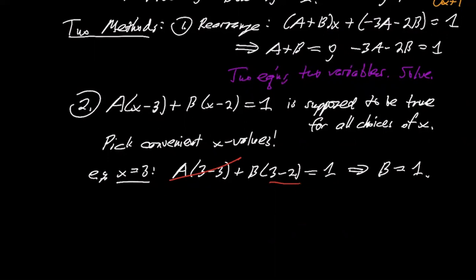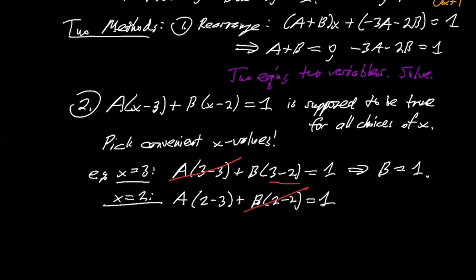And then you can guess the other convenient value is X equals 2 to make the second term go away. And so we get A times (2 minus 3) plus B times (2 minus 2) equals 1. Now the second term goes away. This is a negative 1. So that gives you negative A equals 1, which gives you A equals negative 1. Right? And so there you go. We found our two numbers, 1 and negative 1.